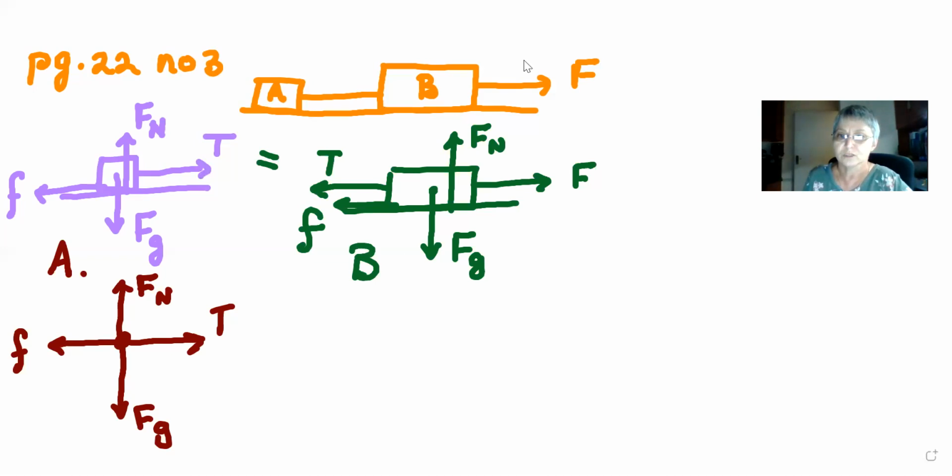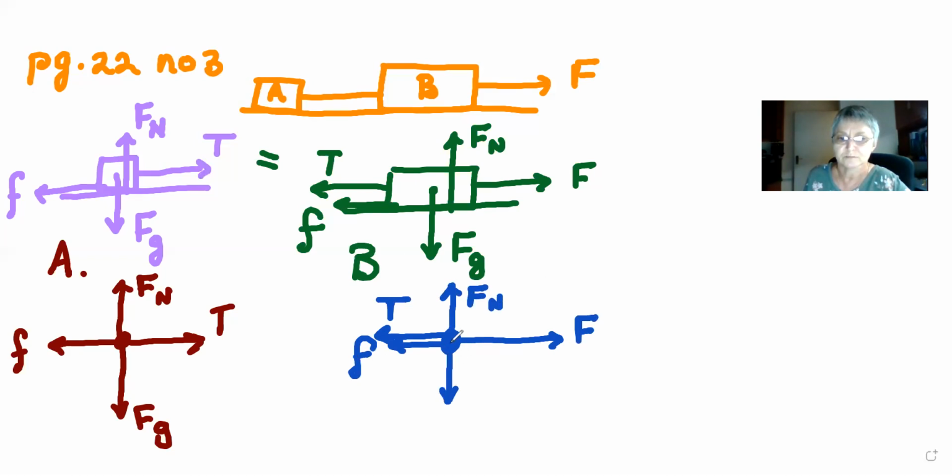And these 5 forces, to draw them in a free body diagram, you need to tie their tails. So here we go. There's the applied force F, the friction to the left, curly F, the tension to the left, the normal force, and the gravitational force.